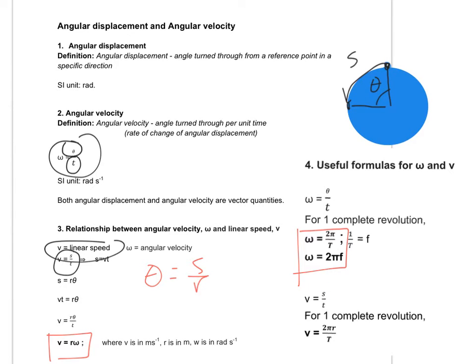Similarly, from this formula v equals s over t, for one complete revolution, what is the distance covered? Which is the circumference, right? Alright, so it's 2 pi r divided by the period. So this formula also can be used for all circular motion. So these three formulas, which I boxed up, are the most important formulas for speed. So for this part, we have covered the speed, linear speed and angular velocity.